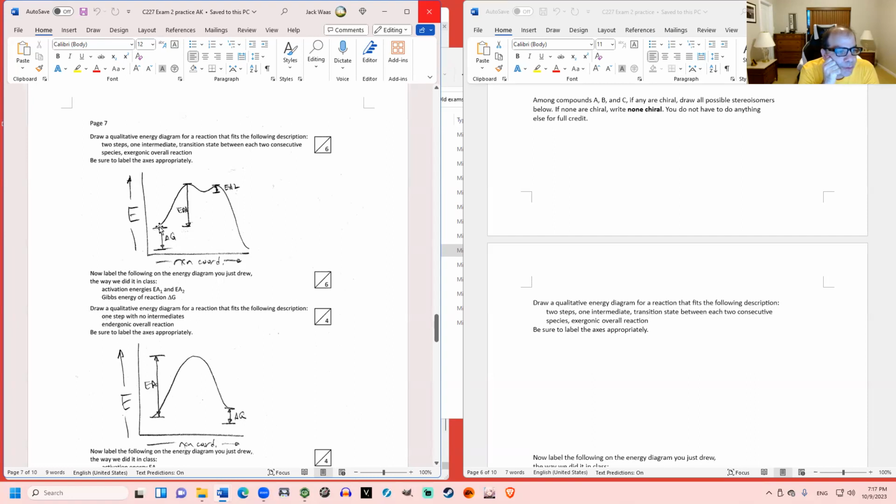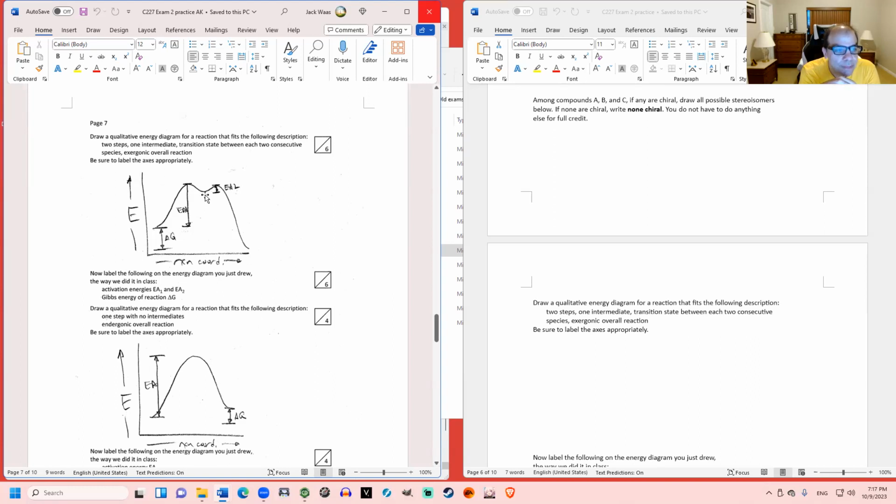Delta G is going to be the difference in energy between the starting material and the product. So this is the product over here. That energy difference is the delta G of the reaction. The first activation energy, you can also call that delta G double dagger. Either EA or delta G double dagger is fine. And the activation energy is the difference in energy between where you start and where the transition state is. Recall that the transition states are energy maxima on the energy diagram. And so the energy that you need to get over that hump is the activation energy.